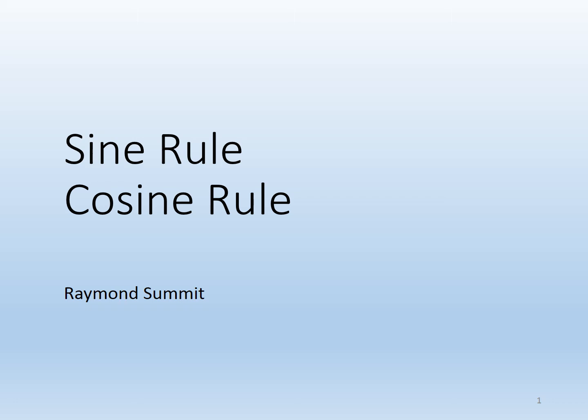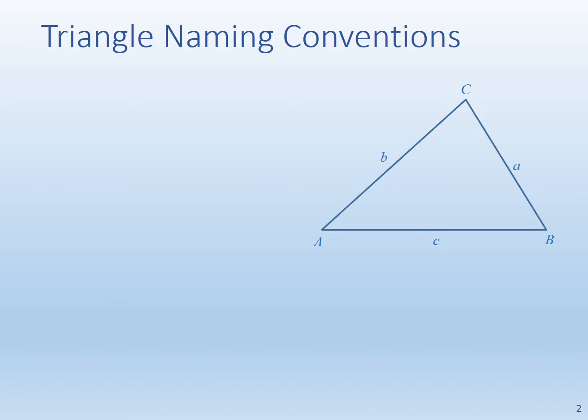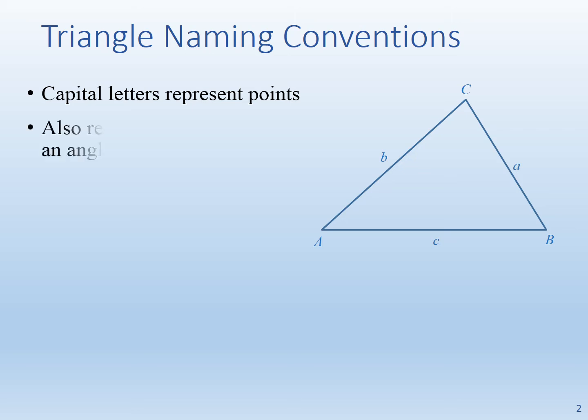We've been able to solve for unknown side lengths and angles in right-angled triangles only so far. We're going to extend that now to any shaped triangle. We have a naming convention that we use. Now in that triangle there you can see that we've used capital letters to represent the points or the vertices of the triangle. The capital letters also refer to the measure of the angles as well in that triangle.